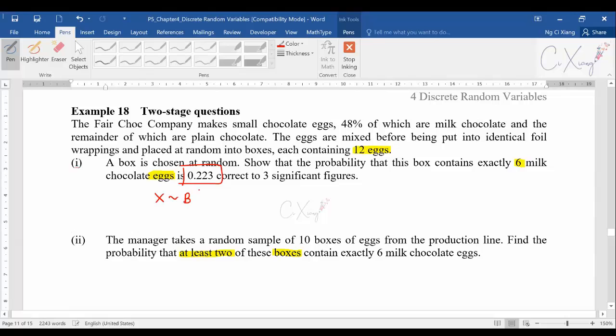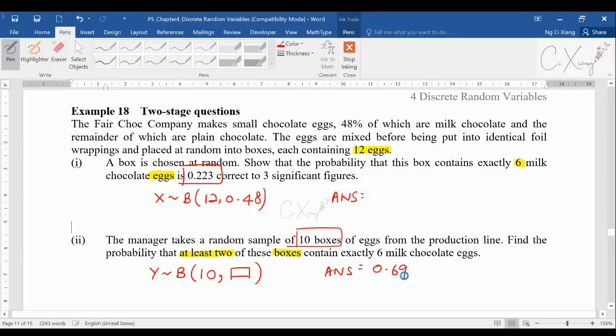You just start with X is binomially distributed, 12 and 0.48. So X is the number of eggs. Then for Y, you have 10 boxes here, so what is the binomial distribution? 10, and then what is the probability that you should put in here? You figure it out yourself, I don't want to let you know. Then you calculate the probability. So for part 1, the answer should be 0.233, sorry, and then for part 2, the answer should be 0.690.